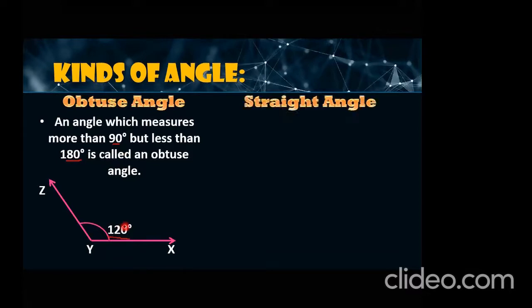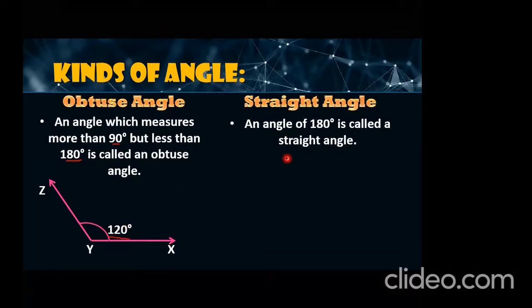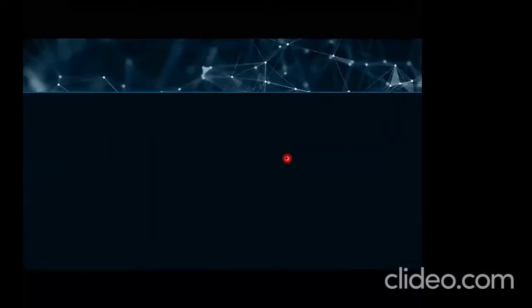Next one is a straight angle, an angle of 180 degrees. An angle of 90 degrees will be a right angle, and an angle whose exact measurement is 180 degrees will be a straight angle. How will you form a straight angle? Simply draw a line and say that this is XYZ, and the measurement of this angle is 180 degrees, right? A straight angle measures 180 degrees. Now move on to some more kinds of angles.